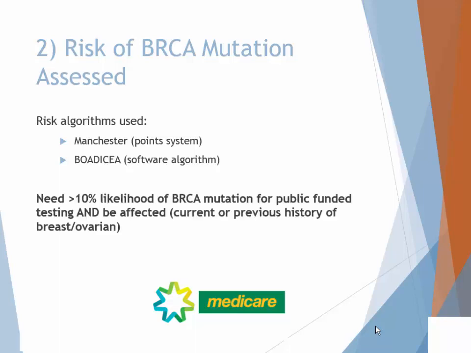And for Medicare to sign off on funding, we need to show that there's greater than a 10% chance of a BRCA mutation, and the testing has to be done in an individual who's had breast or ovarian cancer. We can't test, say, that lady's brother or her sister who's never had cancer, because you want to put your money where your highest hit rate could be, and that's in that person who's presented with cancer.